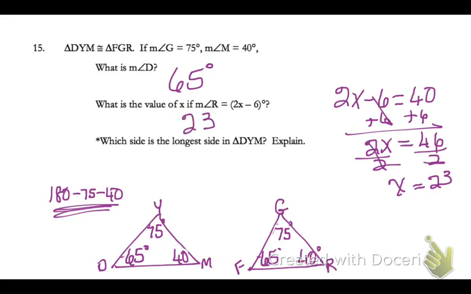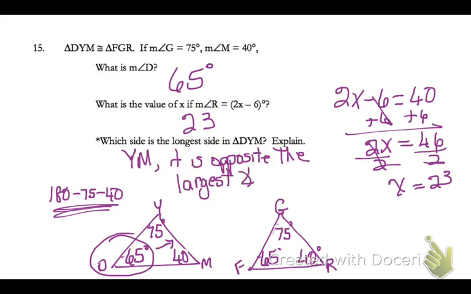Which side is the longest side in this triangle? Now remember, the longest side is always opposite the longest or largest angle. So I'm looking at triangle DYM, and I notice that D is my largest angle. So the side opposite that would have to be my longest side, and that would be YM. Okay, I think we're done here.